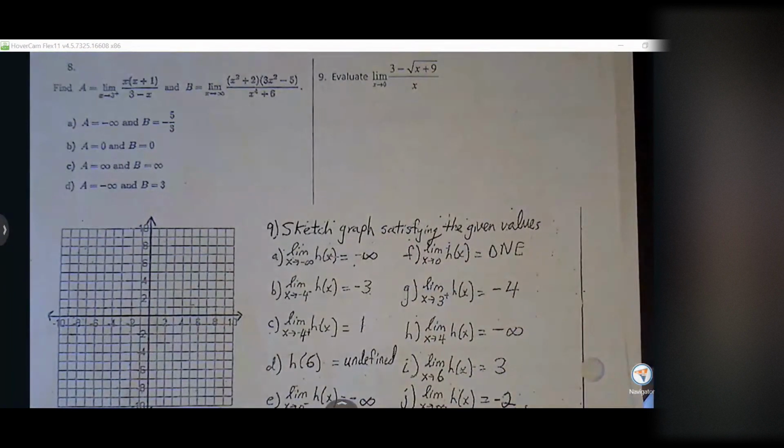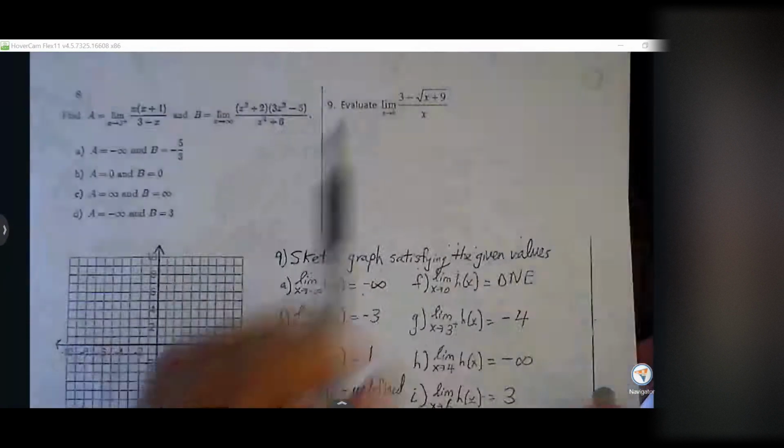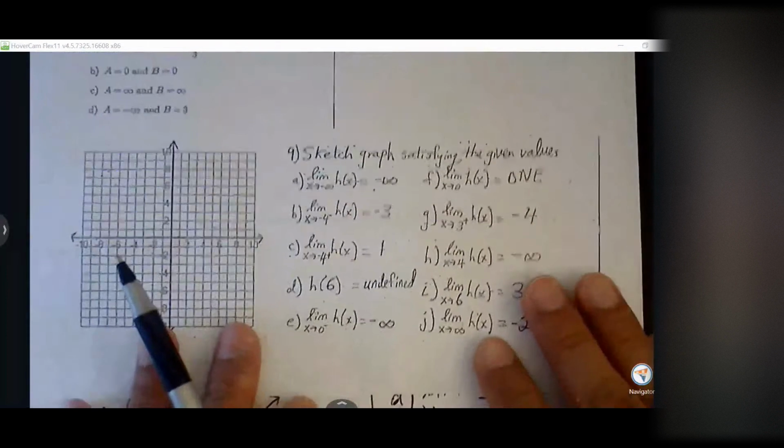Okay, number 9. I'm going to skip number 9 since we've seen that quite a bit already. Let's go to the graph here. Do the other number. Sorry, this number.